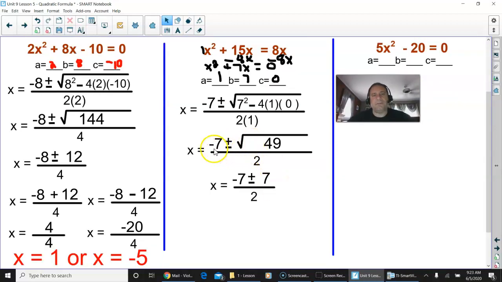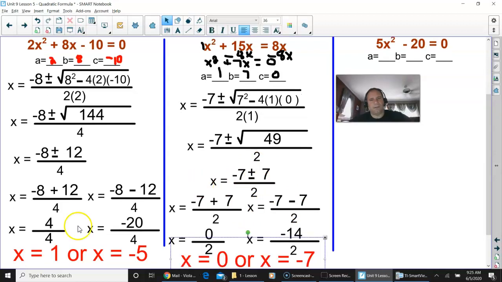So just like you have here, -7 plus or minus square root of 49 over 2, -7 plus or minus 7 over 2. So when you split this up, it should look like this. So you have -7 plus or minus 7 over 2, -7 plus 7, and -7 minus 7, all over 2.